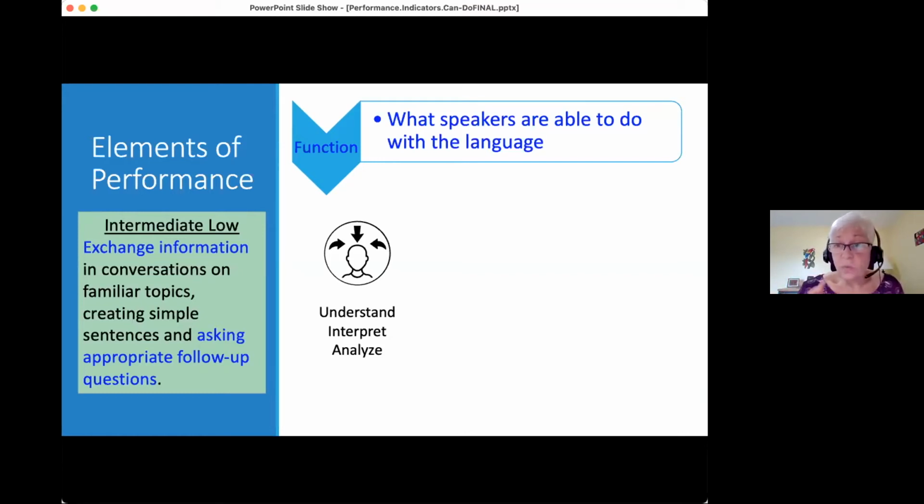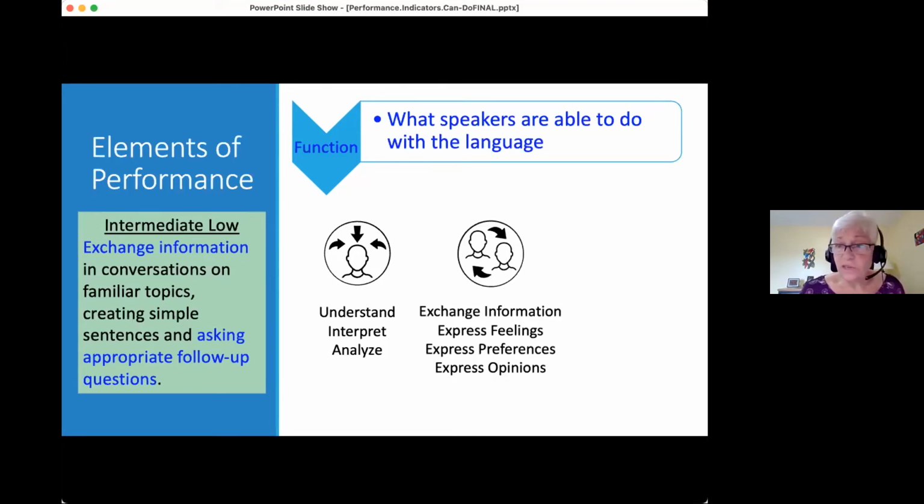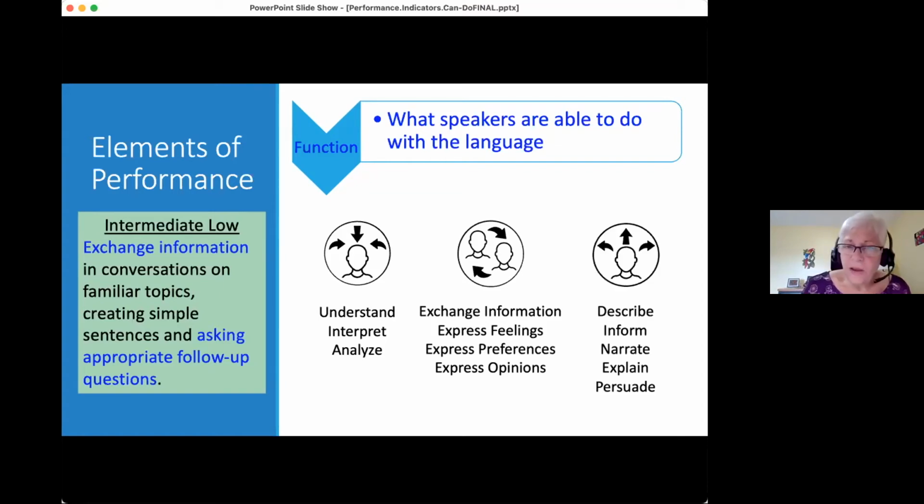So just a reminder, each one of our standards, and right now we're just focusing on the 3 communication standards, but we remind you that our culture standards are carried out using our communication standards. Each standard incorporates a set of language functions. So the first one, our interpretive standard: understand, interpret, and analyze. Interpersonal, our second standard: exchange information, express feelings, express preferences, and express opinions. And finally, presentational communication has 5 language functions: describe, inform, narrate, explain, and persuade. So in other words, in every performance indicator, you should see the language of the standard, starting with the language function.